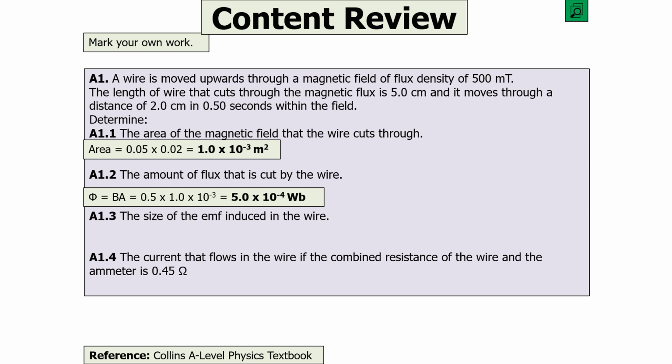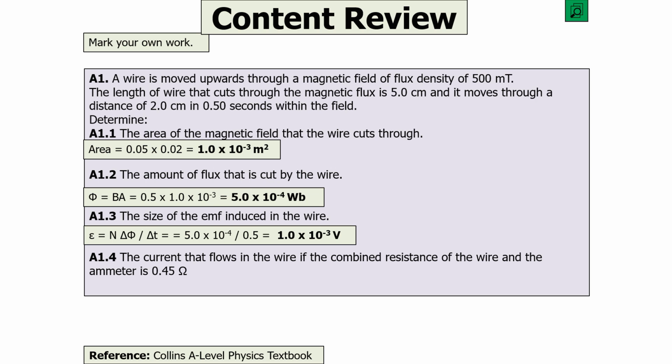Then EMF induced is equal to the change in flux linkage divided by the time. Now the change in flux linkage in this case is going to be the same as the flux because it has one loop, so BAN is going to be BA times by 1. We divide it by the time, which is 0.5 seconds, to get 1 times 10 to the minus 3 volts.